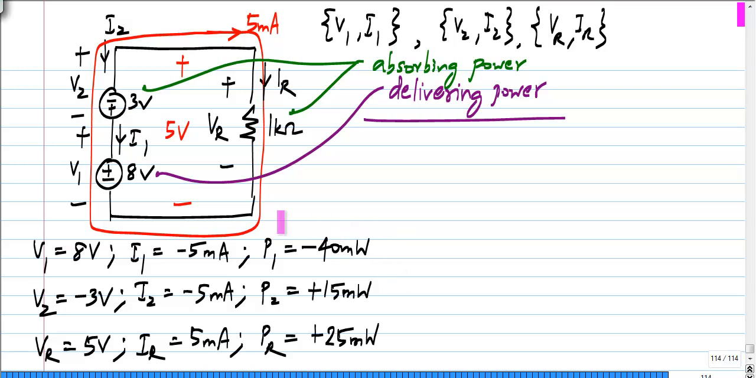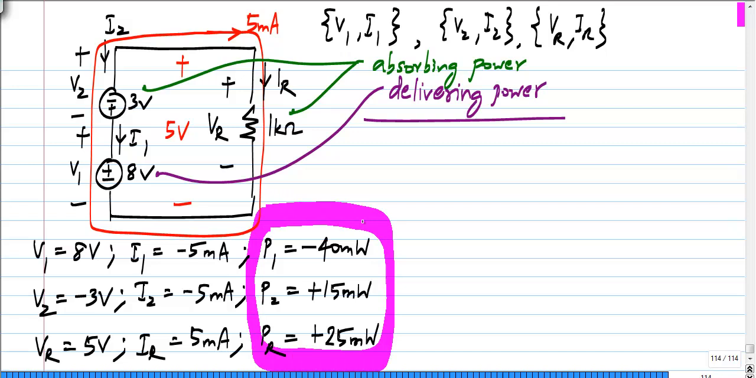And another thing I want to mention, which we will go into detail perhaps later. If you look at the sum of power absorbed in every element in the circuit, P1 plus P2 plus PR, this is equal to 0. Now, this is not a coincidence, this is a property of circuits and it can be proven from Kirchhoff's current law and Kirchhoff's voltage law. So, if you take every element of a circuit and calculate the power absorbed by them, that is the products of V and I chosen according to the passive sign convention, then the sum of all those powers will be 0.